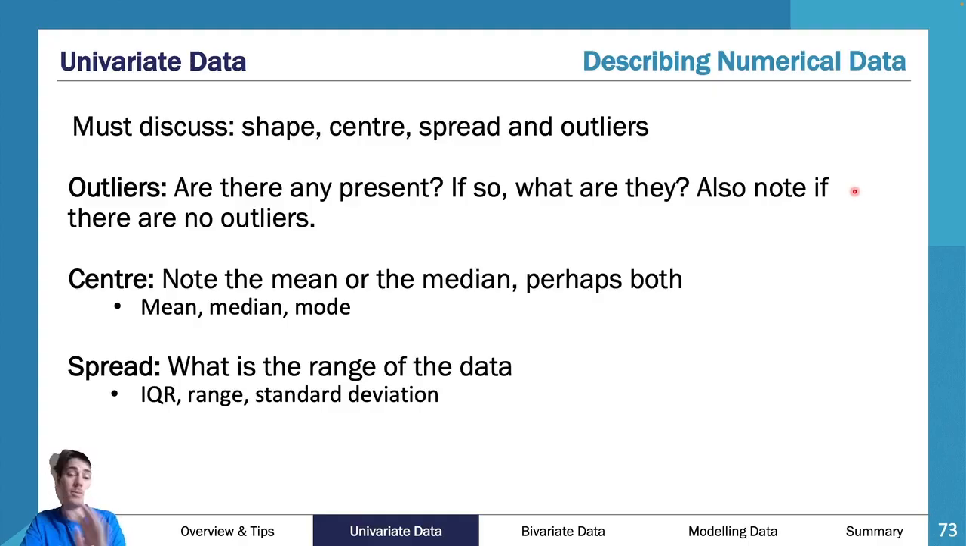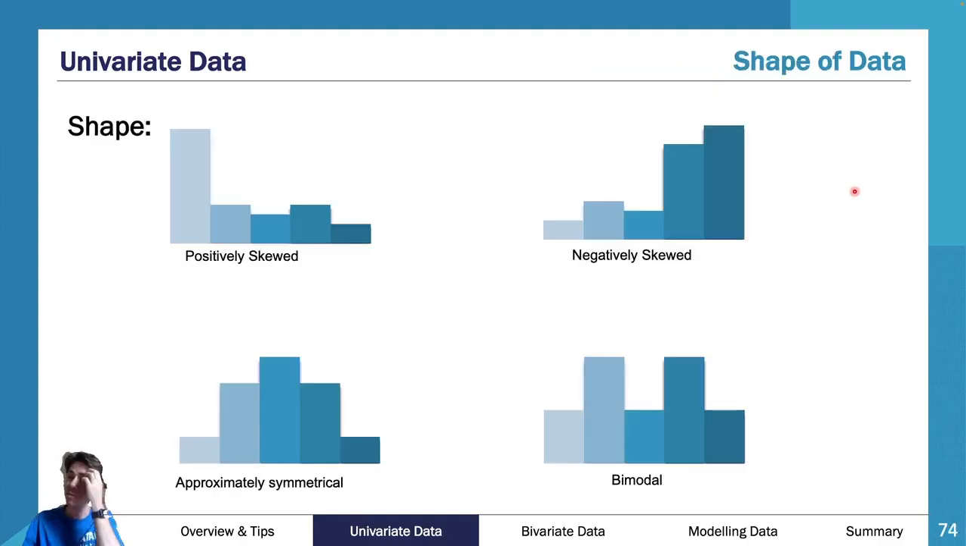Now the shape is a little bit more confusing. The shape looks like this. I'll show you some other ones, but this is a histogram. If your histogram looks like this one over here on your left, it means it's positively skewed. It means it tails off into the positive. It's negatively skewed if it tails off into the negative. Now, it doesn't actually need to go into negative values. It can just tail off towards the smaller values. We call this negatively skewed.